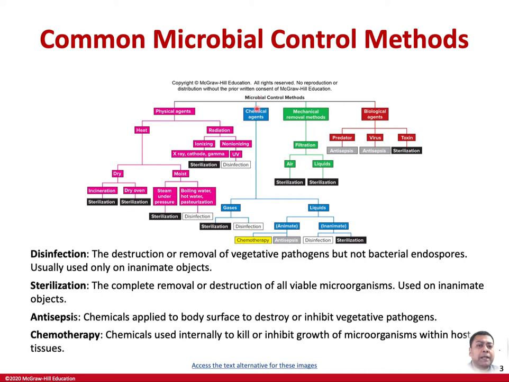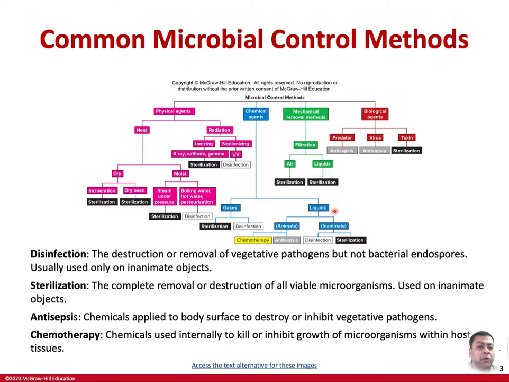The next group is the chemical agents. So physical agents: heat and radiation. Chemical agents: first we are looking at the different types of gases. There are some gases which can completely sterilize, and some of the other gases are used for disinfection as well, but not sterilization.